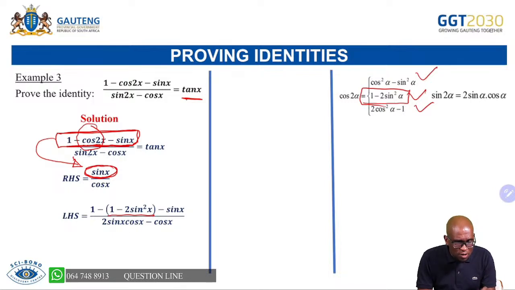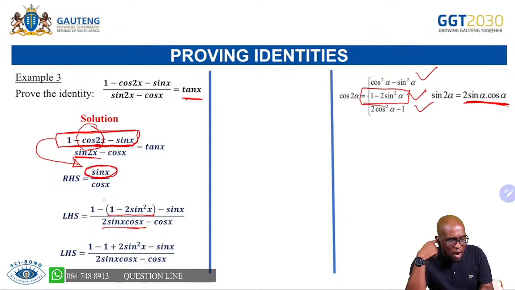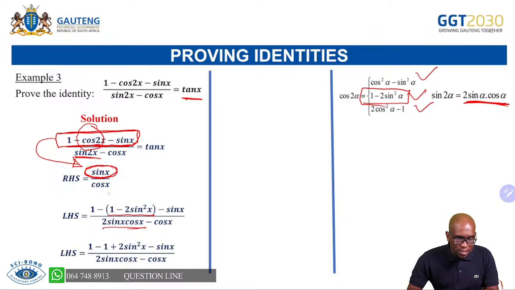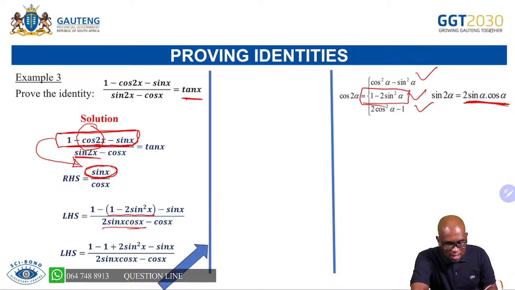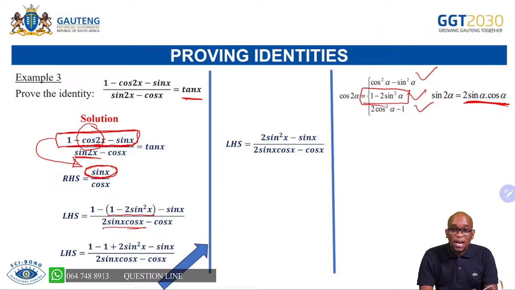And then from there, obviously, the sine of 2x will always be written as 2 sine x cos x, like that. So I wrote it as 2 sine x cos x. So in simplifying that, I get 1 minus 1 when I open the bracket and distribute. 1 minus 1 plus 2 sine x minus sine x. Simplifying that further, I get that 1 minus 1 is 0. I'll have 2 sine squared of x minus sine x.